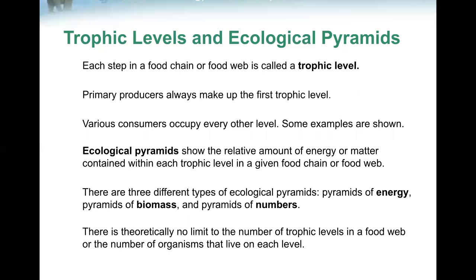Each step in a food chain or food web is called a trophic level. Primary producers always make up the first trophic level. Various consumers occupy every other level. Some examples are shown in the next few slides. Ecological pyramids show the relative amount of energy or matter contained within each trophic level in a given food chain or food web. There are 3 different types of ecological pyramids: the energy, biomass, and numbers. There's theoretically no limit to the number of trophic levels in a food web or the number of organisms that live on each level.